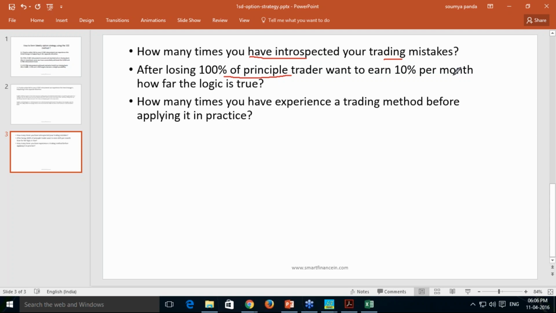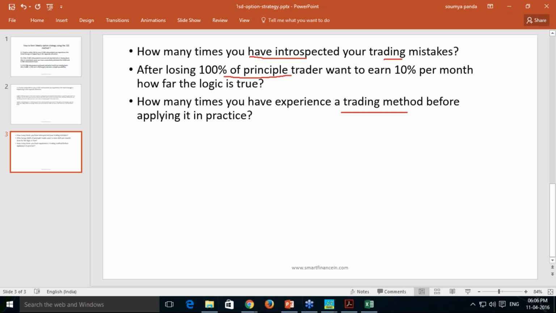Third, before you implement any strategy, any option strategy or any strategy for trend forecast, how many times have you experienced or practiced this method? How many times have you practiced the way we are saying that 1SD works, that 1SD gives this, that from the past 30 weeks it is giving like this? How many times have you experienced this?